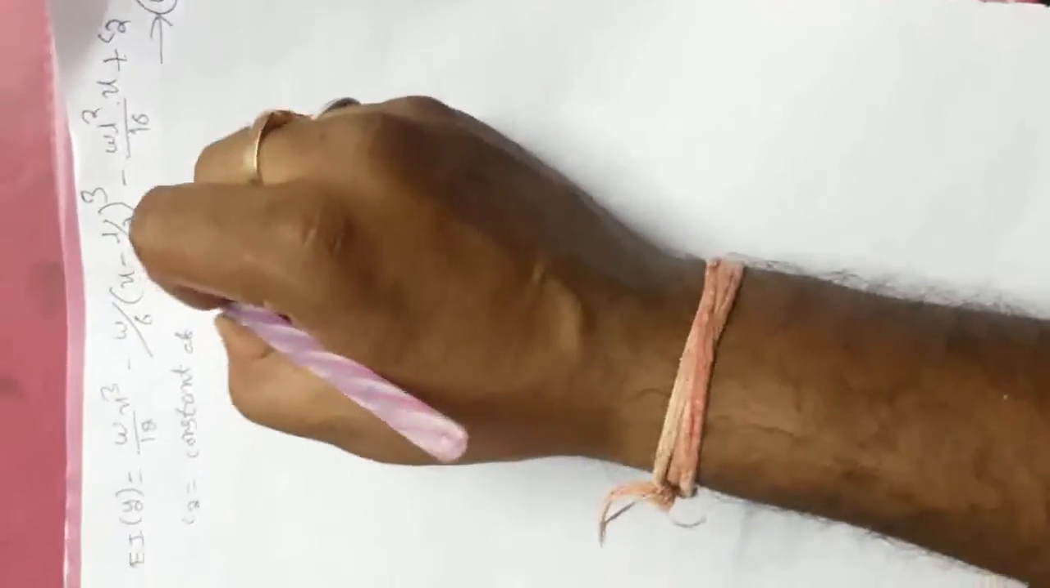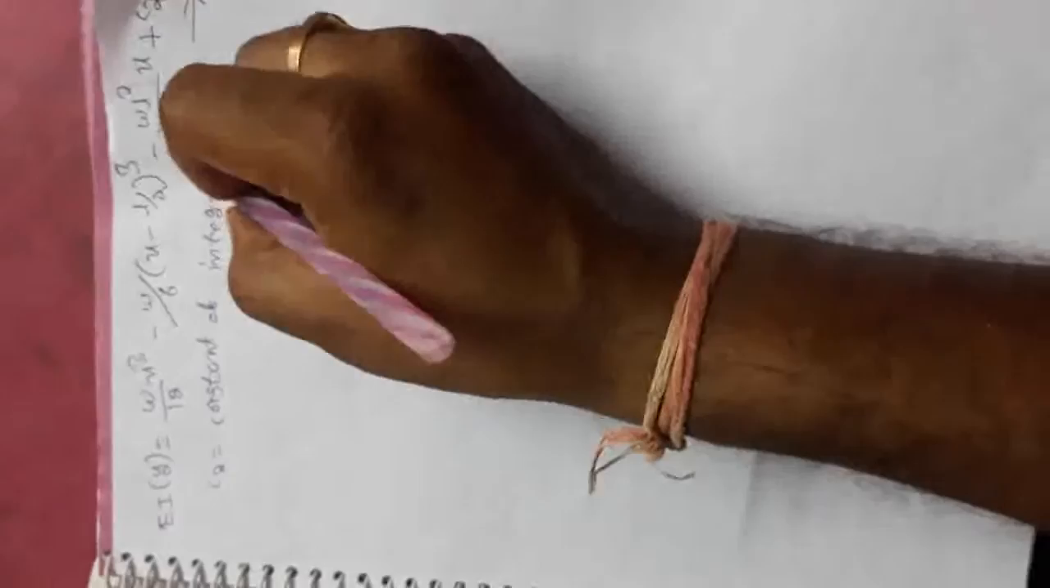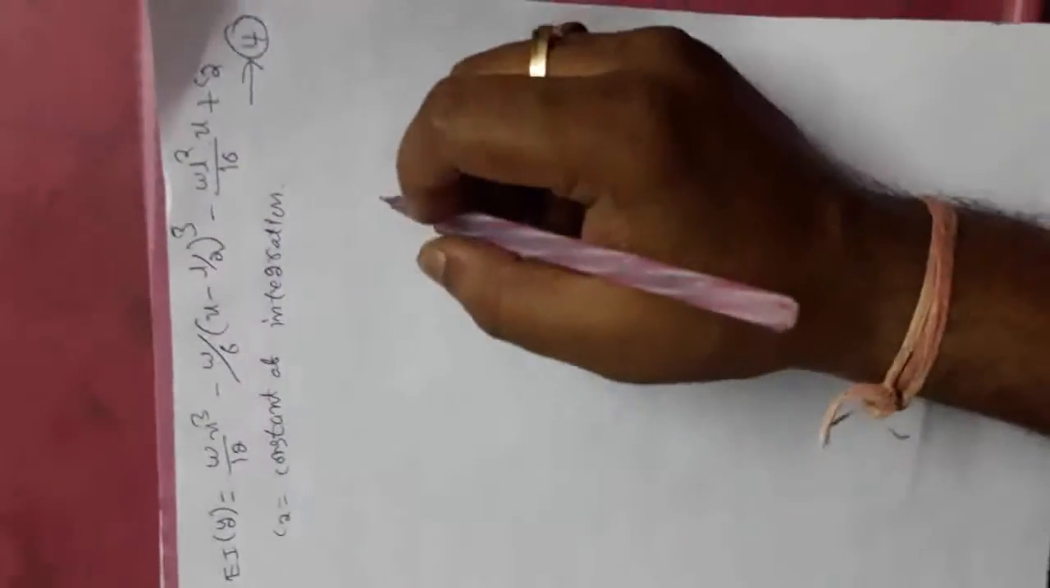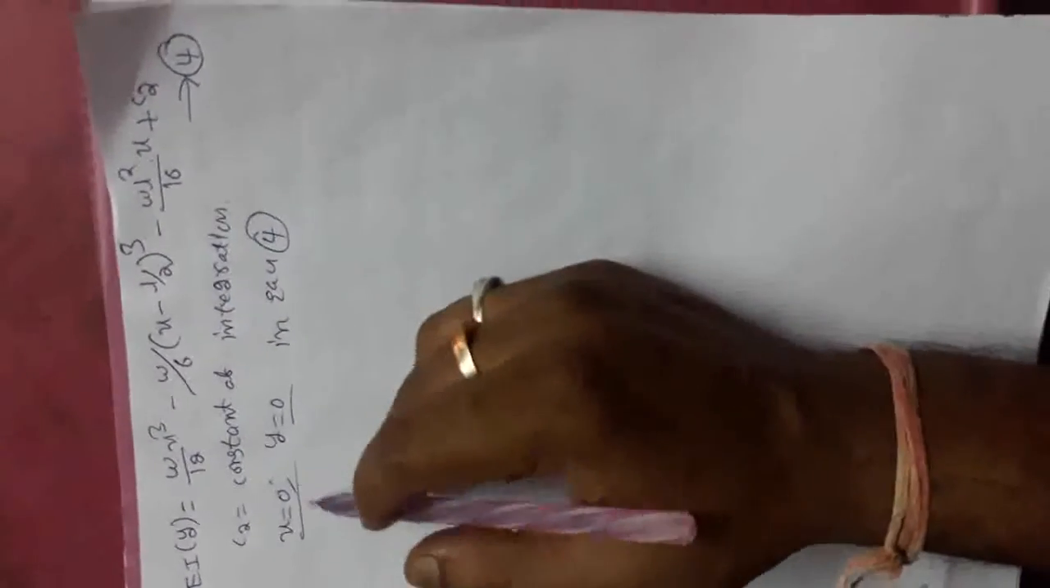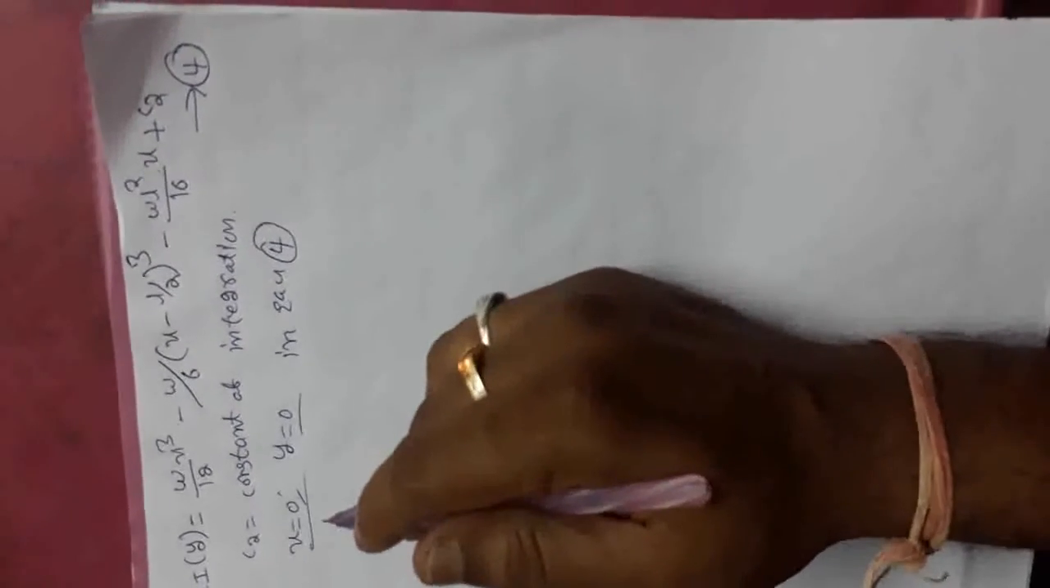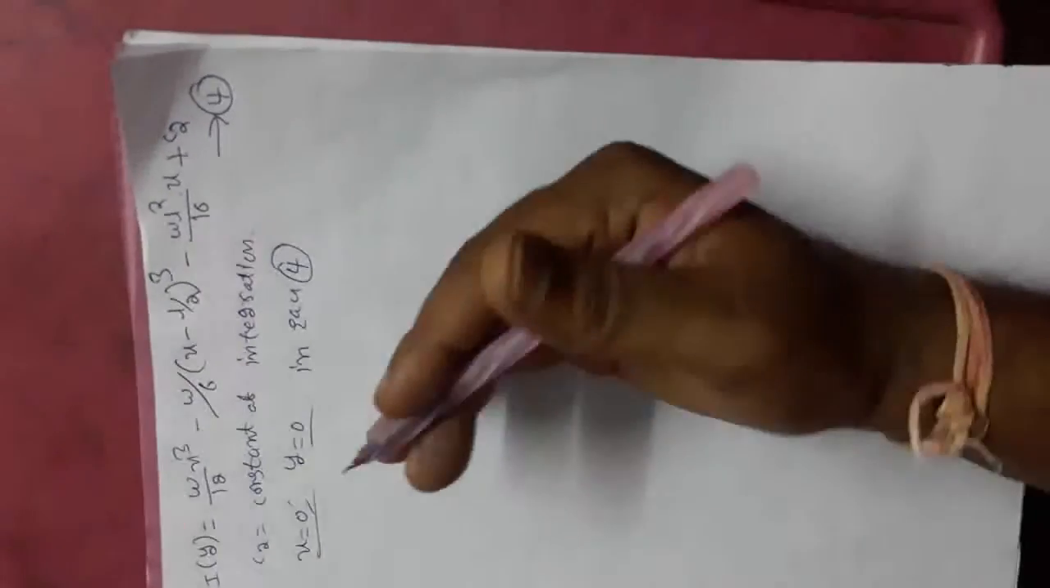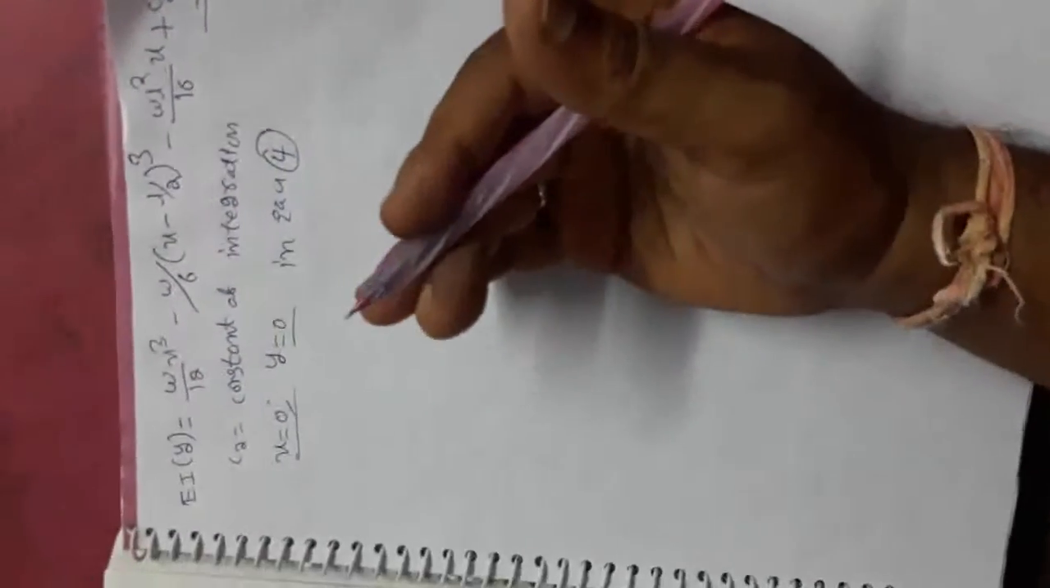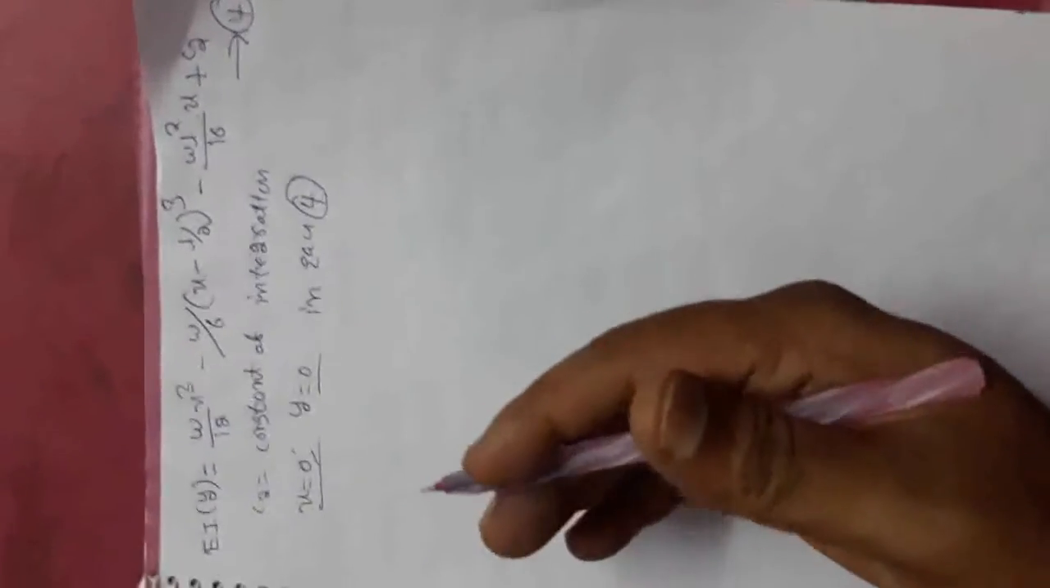C2 is the constant of integration. And we know x equal to 0 and y equal to 0 is the boundary condition. So substituting in equation number 4, this is the third boundary condition for the finding of maximum deflection. For the finding of slope and for the finding of deflection, you can substitute the boundary conditions in the above equations.